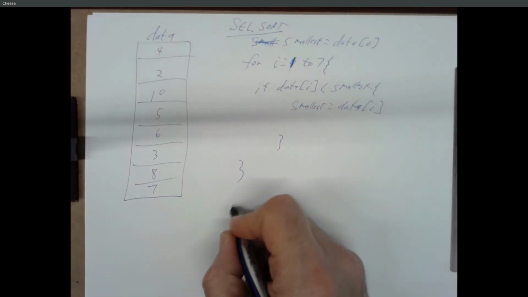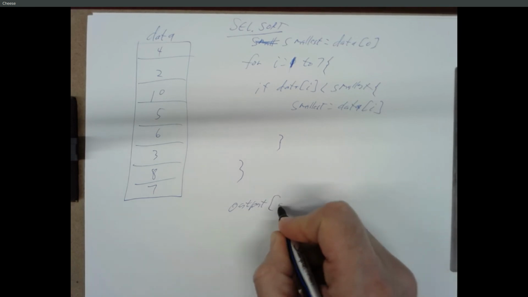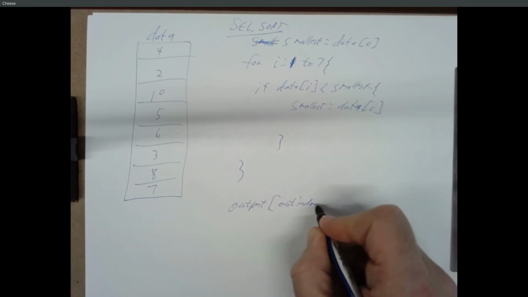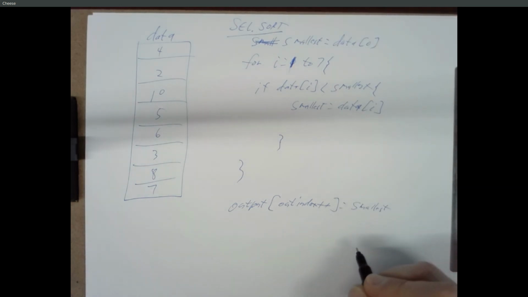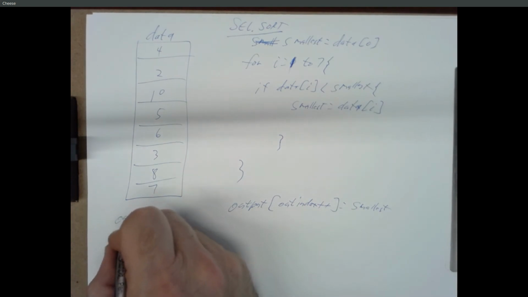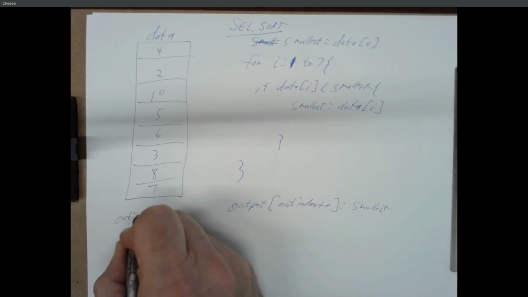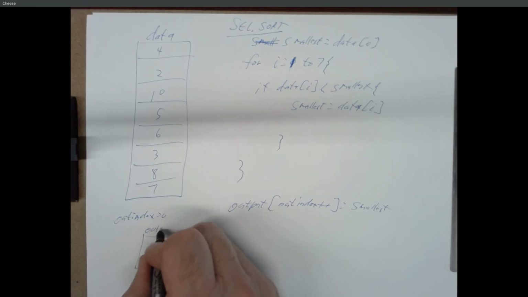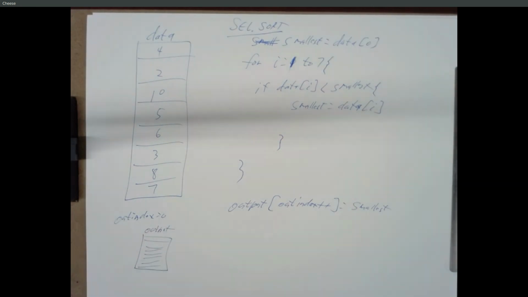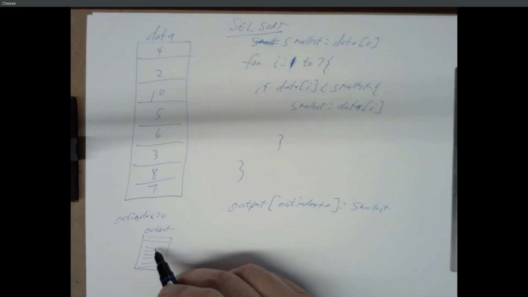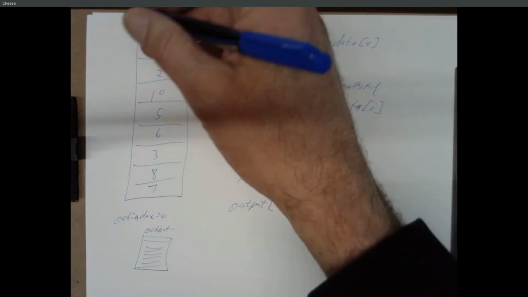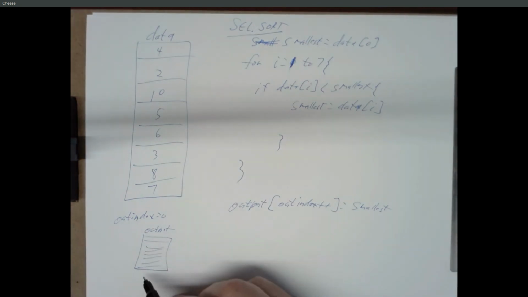So output[outIndex++] = smallest. So start off some output index at 0, and here's your output array. So pick the smallest element, put it in location 0, increment outIndex, loop through again, find the smallest element, put it in output index 1, loop through, find your next smallest, put it in outIndex 2, and so on. And when you're done, your output array has your sorted numbers.